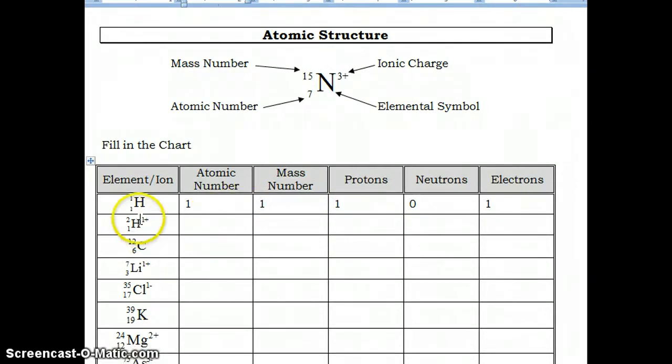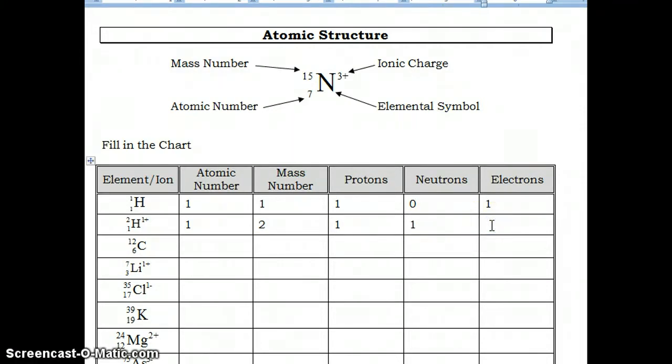Now I'm going to show you one that has an ion. This is an ion of hydrogen. You'll notice it looks pretty much the same. It's got the same chemical symbol. It's got the atomic number of 1 still, but it now has a mass number of 2, and it has a charge of plus 1. So my atomic number, of course, stays the same, but my mass number is now 2, and that means that I have 1 proton. That's the atomic number again, and now my mass number is 1 more than that, and so it means I have a neutron.